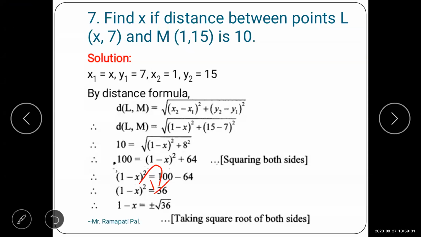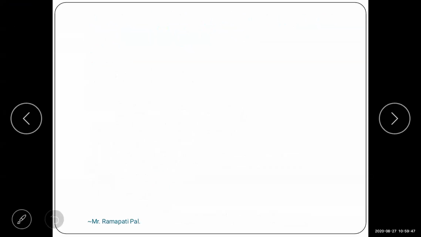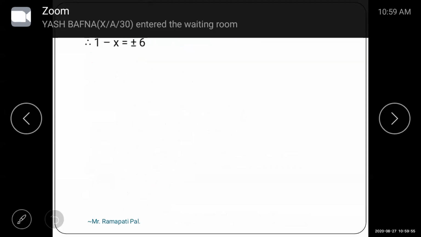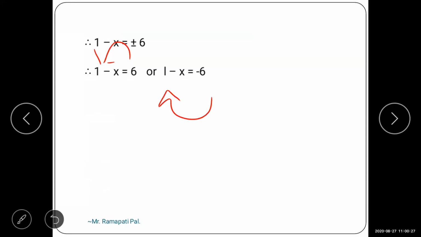Now plus minus root 36 means what? One time plus, one time minus. Let's see. 1 minus x is equal to plus minus 6. So 1 minus x is equal to 6 and 1 minus x is equal to minus 6. Now minus x will move to the right side and 6 will move to the left side. When 6 moves to the left side, its sign will become negative. And when this 6 comes to this side, the sign will become positive.